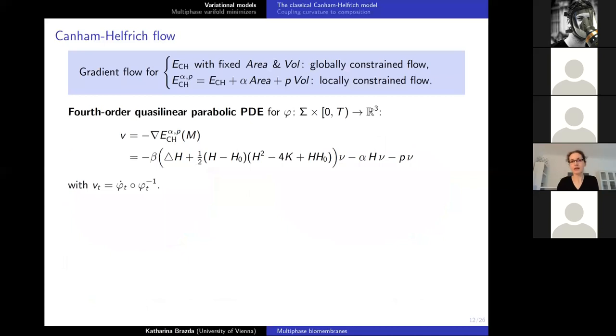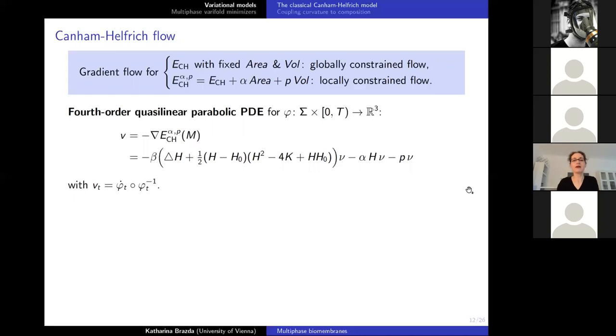For the Canham-Helfrich functional, we also have to respect the constraints, and there are two possibilities. Either one considers the Canham-Helfrich flow where area and volume are fixed, so globally constrained, or one considers the flow of the Canham-Helfrich functional where we add the area and the volume functional with Lagrange multipliers. If one does so with the L2 gradient flow, one obtains the evolution equation in the following form, where you see again the part from the shape equation, and here V is the velocity of the surface. So this equation is not so easy to solve.